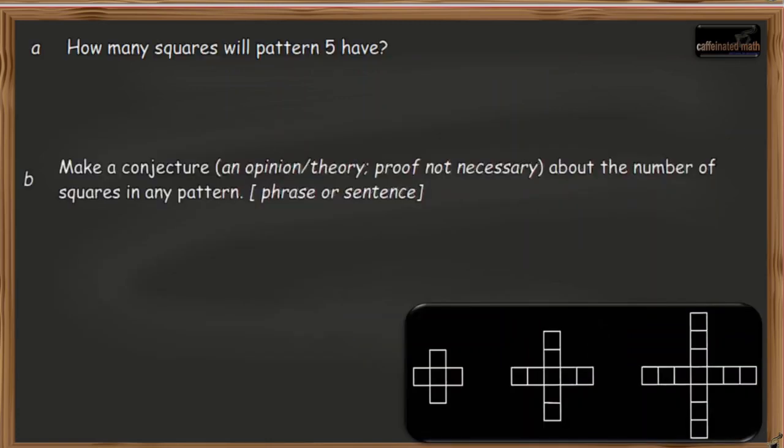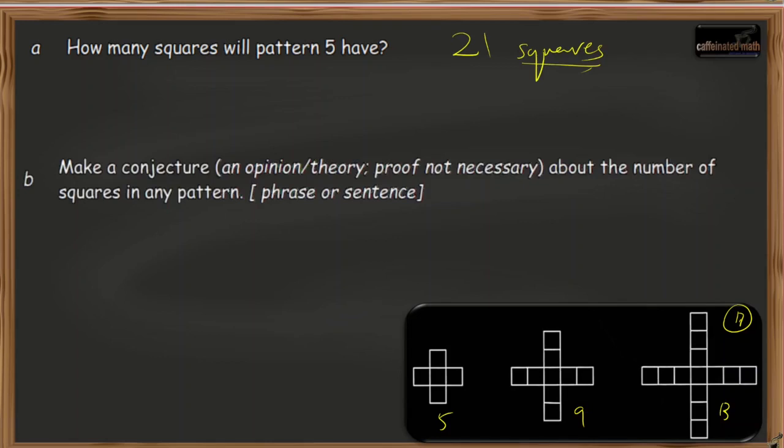So how many squares will pattern 5 have? Well, this is 5, and as we saw, plus 4, that gives us 9, plus 4, that gives us 13. So number 4 is going to be 17, which means pattern 5 will have 21 squares. It's probably the ugliest handwriting that I've ever delivered.